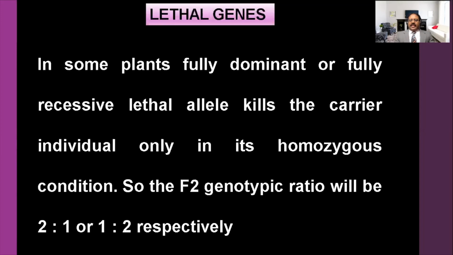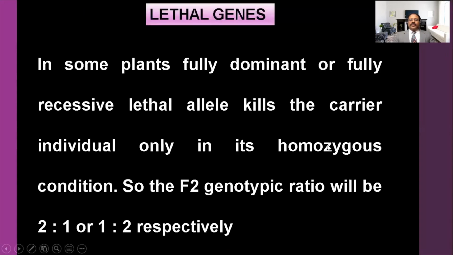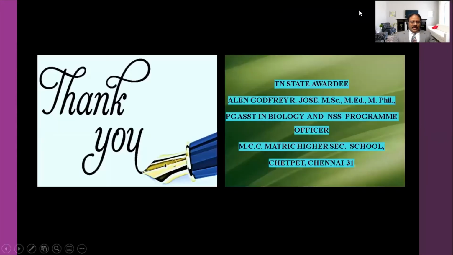Okay, in that F2 generation, if it is dominant, the first part is removed. If it is dominant, for example, the first part won't be there, so the ratio is modified into 2 is to 1. If it is present in the recessive, what happened? 1 is to 2. You understand? It is in the recessive, so here we can see a 1 is to 2 ratio. But if it is dominant, the first one won't be there, the first plant won't be there, so automatically a 2 is to 1 ratio will be formed. Clear, my dear? So these are the lethal genes. Lethal genes are also called killing genes. Fully dominant lethality is there, and fully recessive lethality is also there.